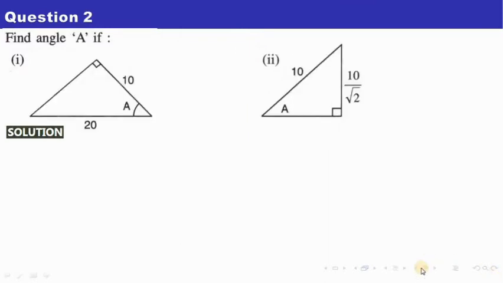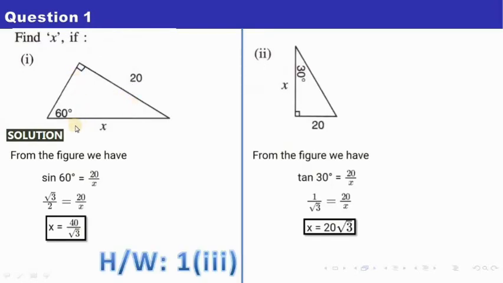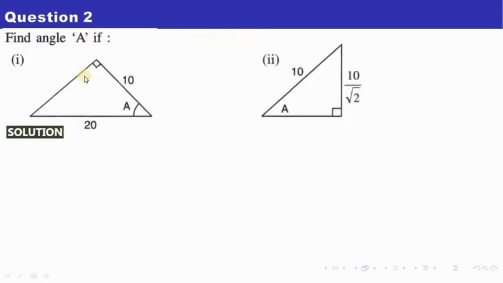Let us move on to question number 2. In this case we were finding the sides, right? The x was representing the sides here. In the next question you need to find the angle A, as you can see in the diagram. This is the angle given to you now.